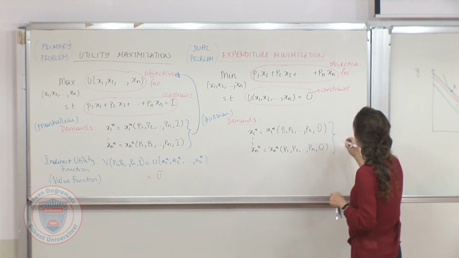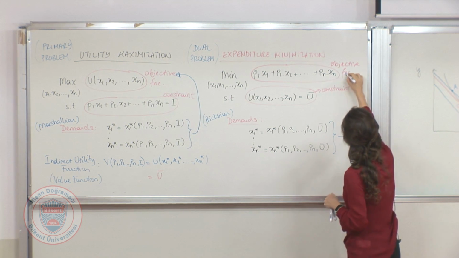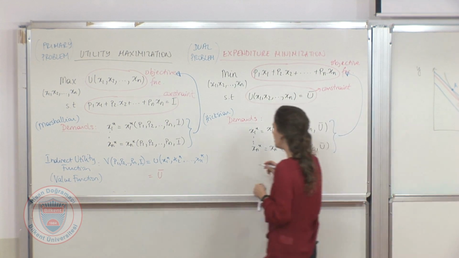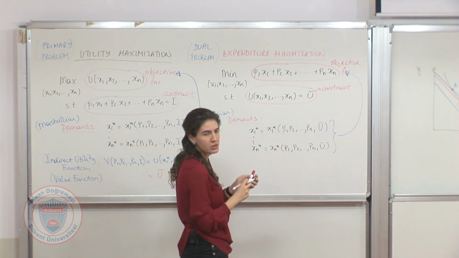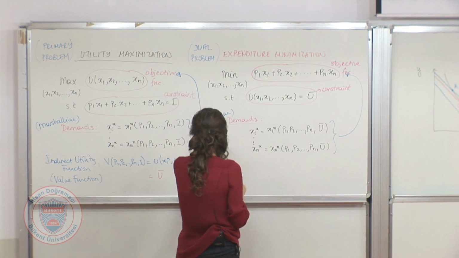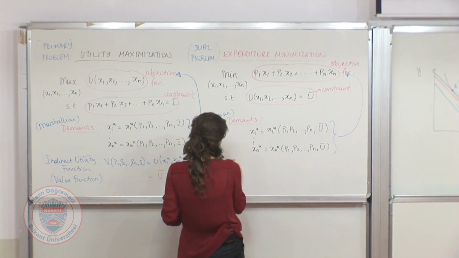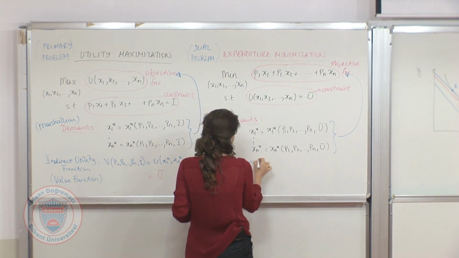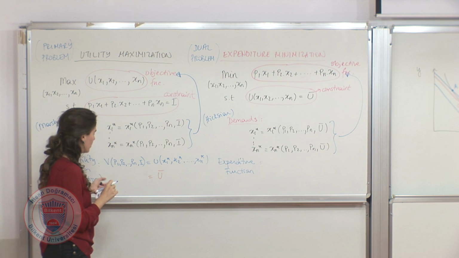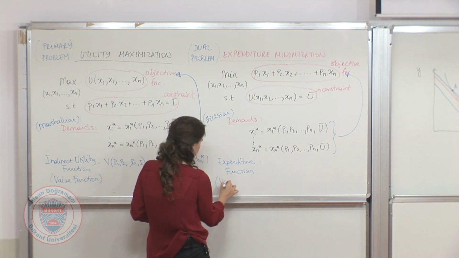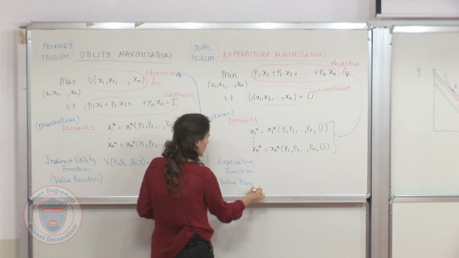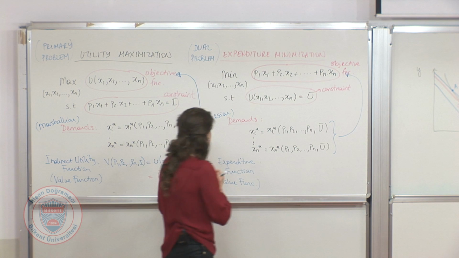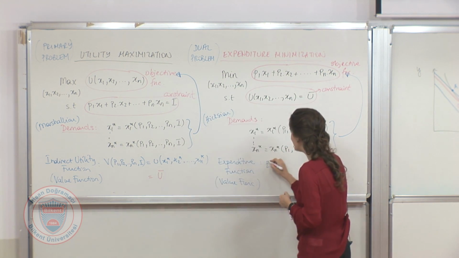Basically, when you put these guys back into your objective function, then you're going to get what we call, I'm going to write that down, so just keep that in your mind, the expenditure function. Again, this is going to be a value function, as we said. So the value function of this problem is going to be called the expenditure function, and we're going to call this E.